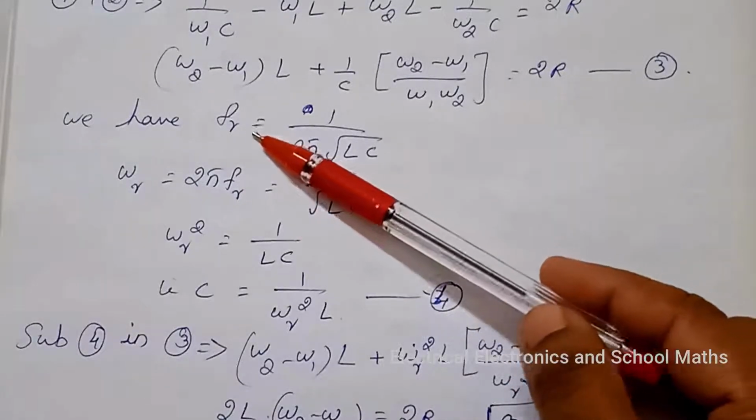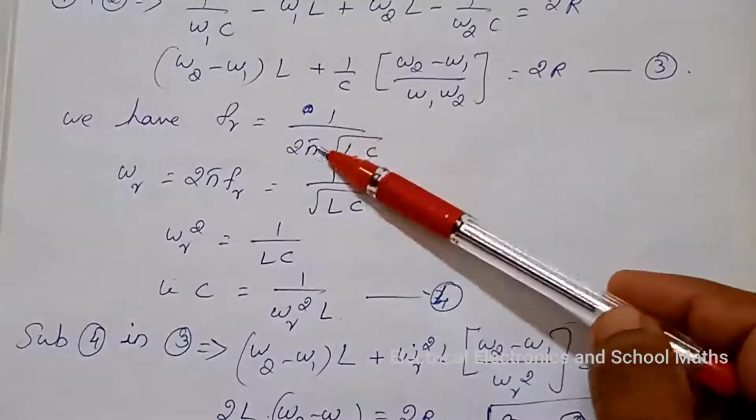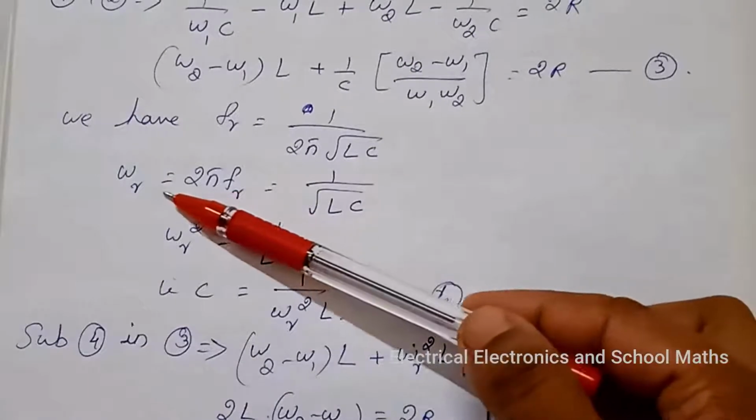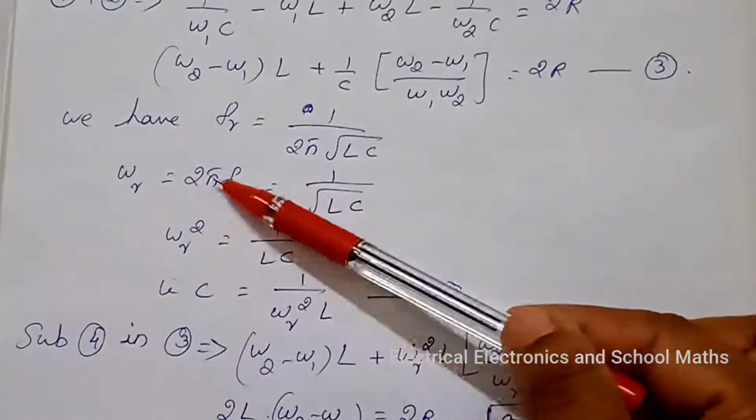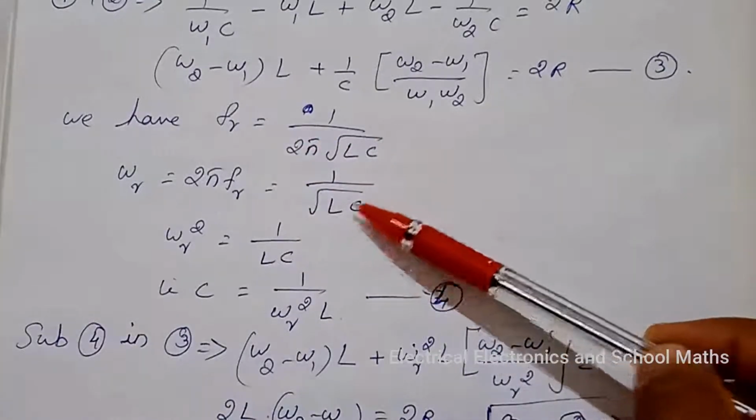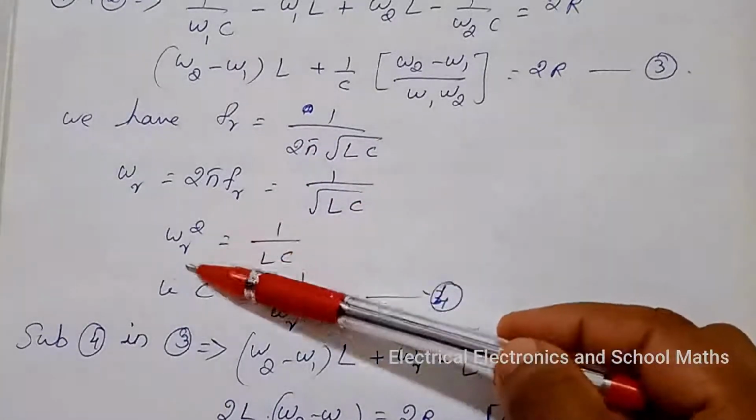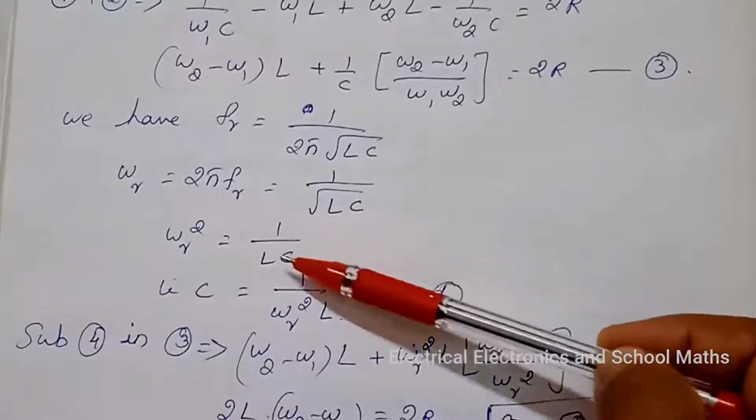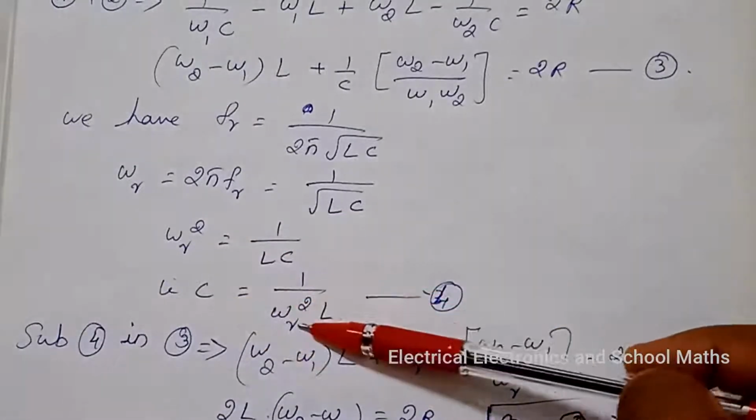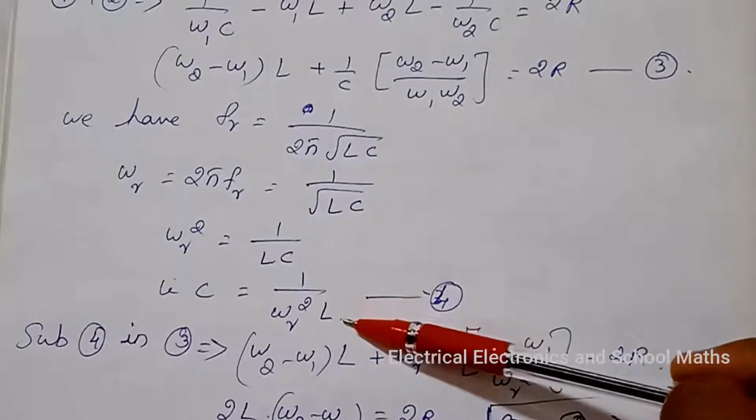We have the resonant frequency Fr is equal to 1 by 2 pi root of L into C. That is also omega R equal to 2 pi Fr, that is equal to 1 by root of LC. Omega R square is equal to 1 by L into C. From this, C is equal to 1 by omega R square into L.